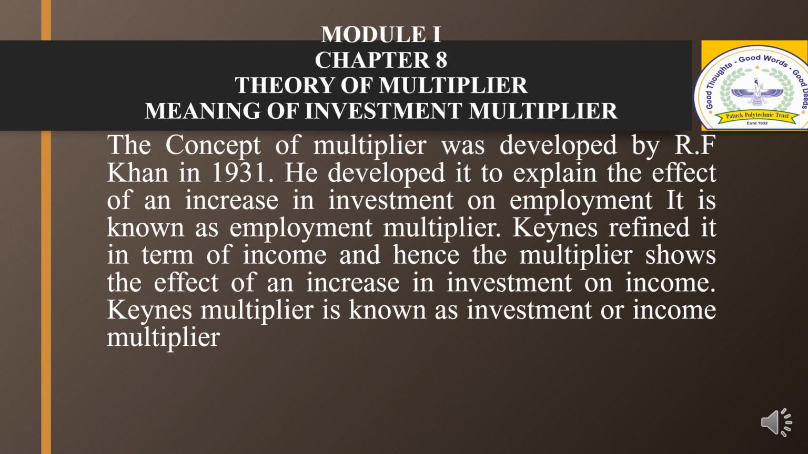First, I am going to explain what is meant by multiplier. The concept of multiplier was developed by R.F. Khan in the year 1931. He developed it to explain the effect of an increase in investment on employment. It is known as the employment multiplier, or you can say investment multiplier also. Keynes refined it in terms of income, and hence the multiplier shows the effect of an increase in investment on income. John Maynard Keynes's multiplier is also known as the investment or income multiplier.